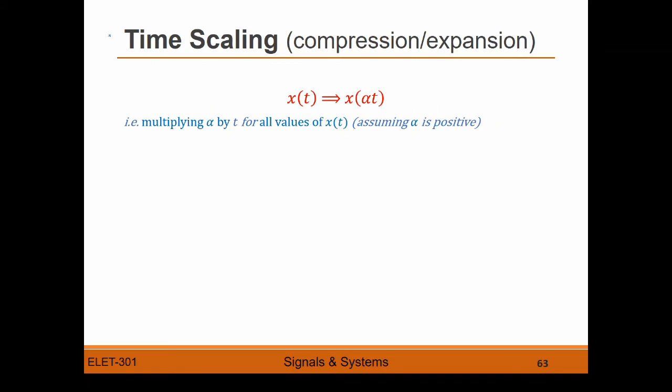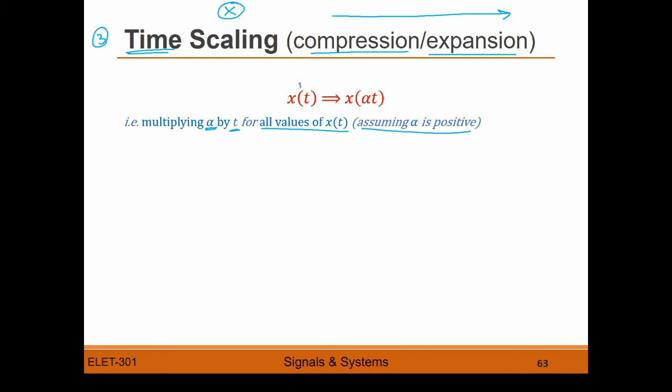Now, moving to time scaling, which is the third type of transformation related to time. Again, this is about the horizontal axis. Once we're talking about scaling, it is multiplication, so it is either compression or expansion. We multiply t by a factor alpha for all values of x of t, and just assume that it is positive for the time being.